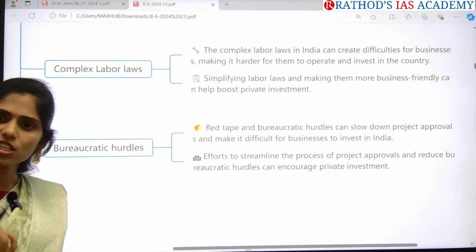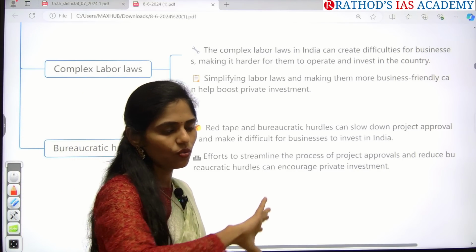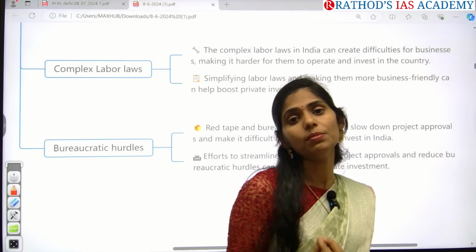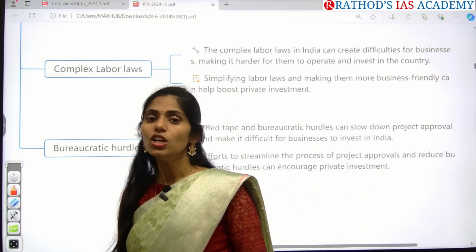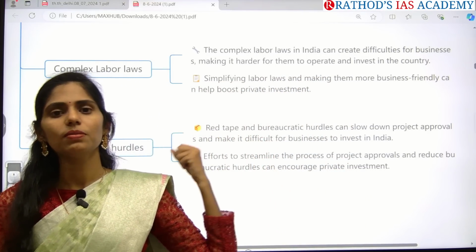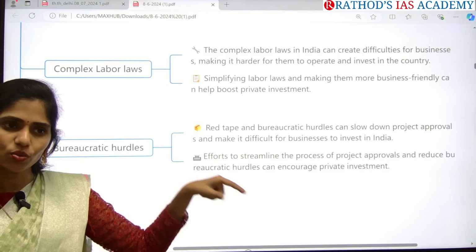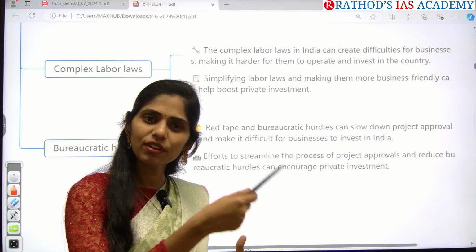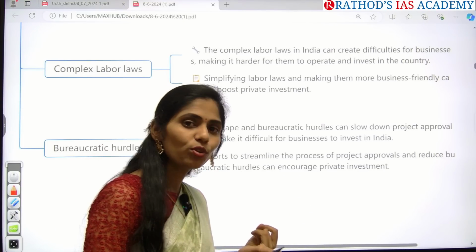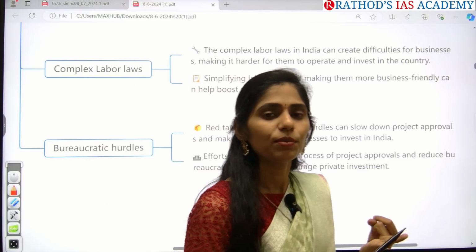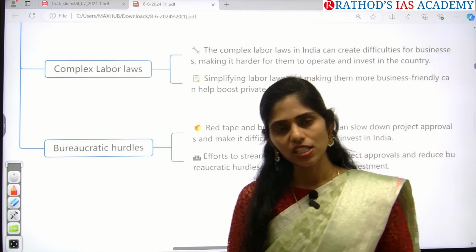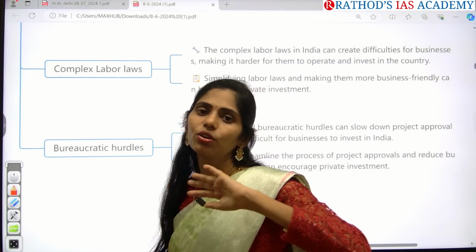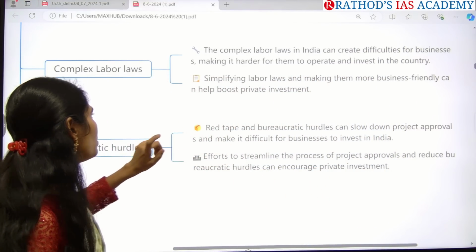And especially what is the solution here? The solution here is we can simplify whatever legal laws are present in our country, so that we can boost investment and attract more people to invest in this industrial sector. Whenever we are getting investments, we can improve technology and produce more, so that we can ultimately contribute to the economic growth of a country. So that is one important point.